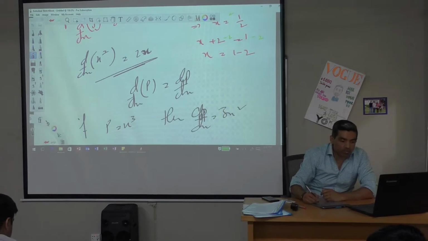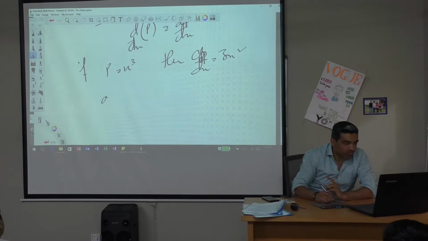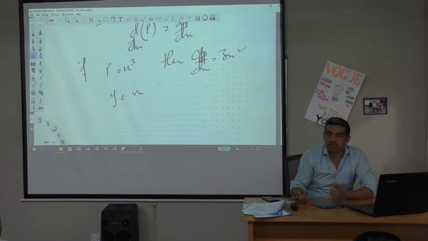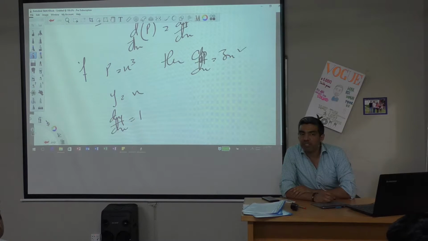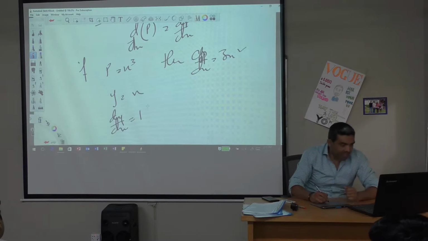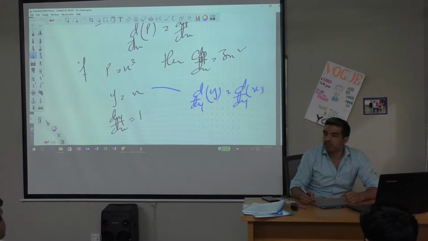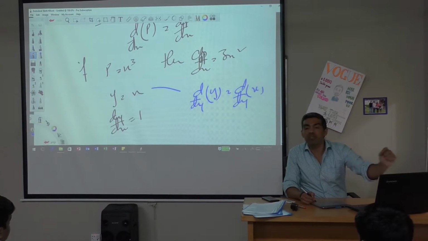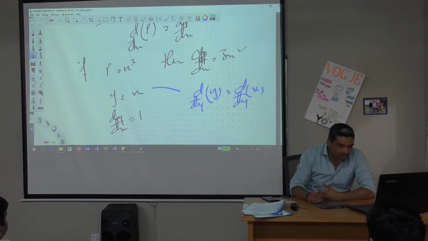This is very important. If I give you y is equal to x, and I say differentiate with respect to x, you'll very easily tell me dy by dx equals 1. But for the same equation, if I say differentiate with respect to y, you would be doing d by dy of y, d by dy of x. Take this equation and give me the derivative with respect to y. This is what I'm asking.